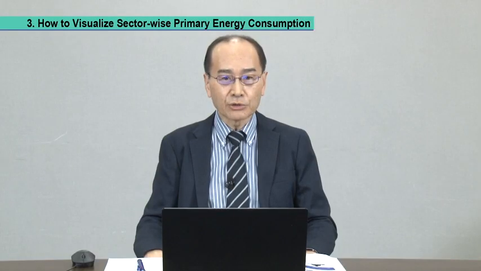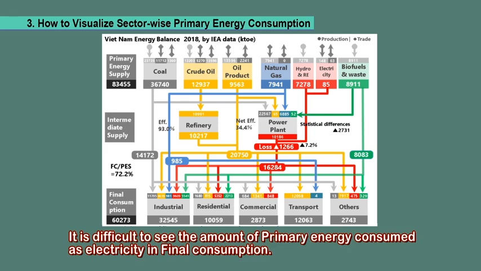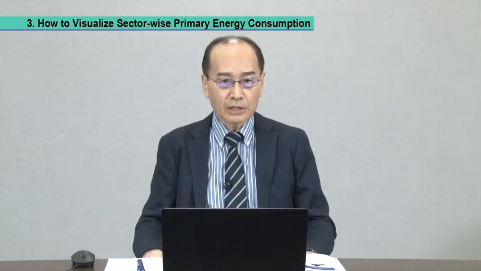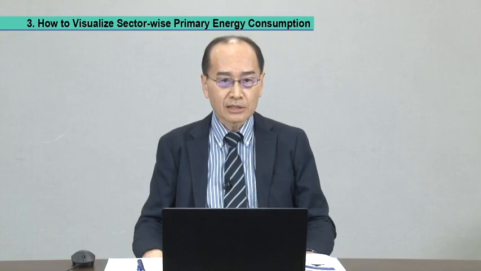Let's look at how to visualize primary energy consumption by sector. An EBF shows the overall energy flow. However, a disadvantage of EBFs is that the amount of primary energy consumed as electricity in final consumption is not shown clearly. Visualization of sector-wise primary energy consumption is very effective to make up for this as a tool to quantitatively identify priority sectors. Let's proceed.